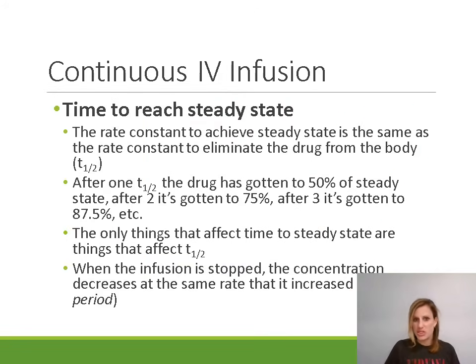The time to reach steady state, or the rate constant to achieve steady state, is the same as the rate constant to eliminate the drug from the body. So, which was half-life, right? Remember, the rate constant for eliminating the drug we said was the half-life of the drug. So we see that after one half-life, the drug is 50% to steady state. It's like the opposite of when half-life eliminates the drug, right?